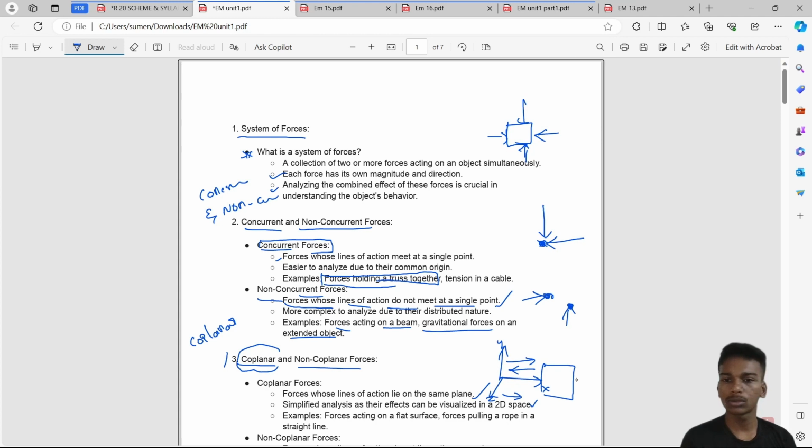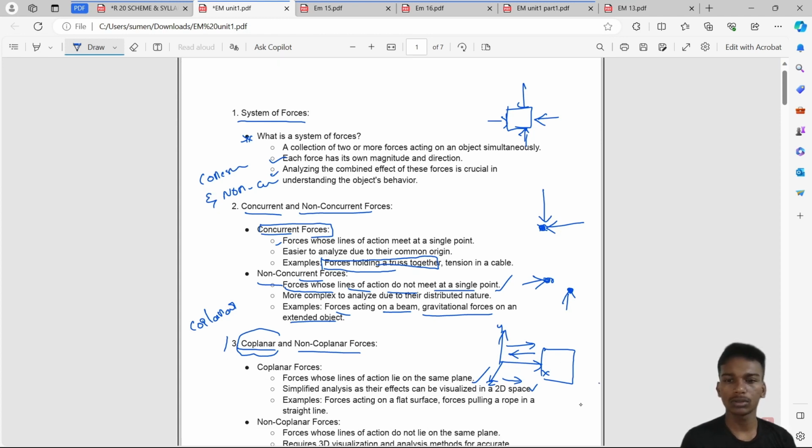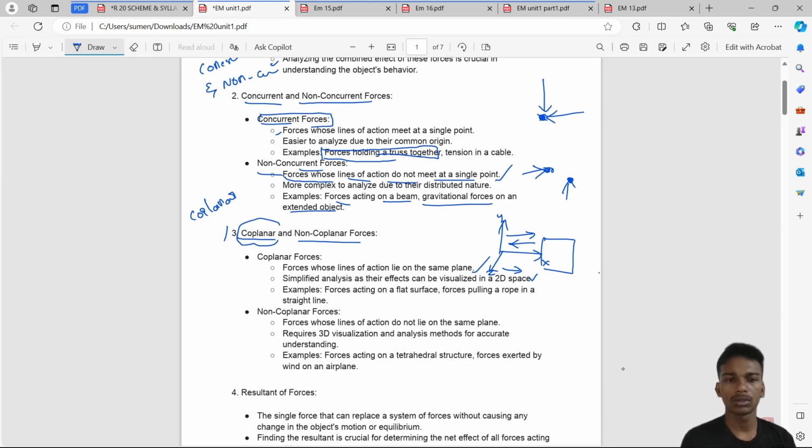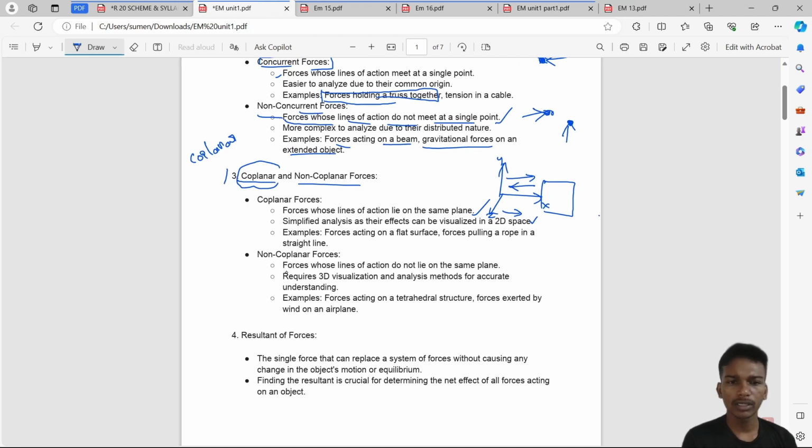Just look at what is meant by non-coplanar before moving further ahead. Non-coplanar means forces whose line of action does not lie on the same plane. As I said, this system of forces has a line of action in the xy plane, and this system of forces has a line of action in the zx plane. These type of forces are known as non-coplanar. They require 3D visualization analysis methods for accurate understanding. Yeah, we need 3D visualization.